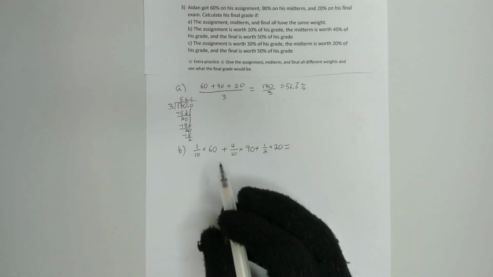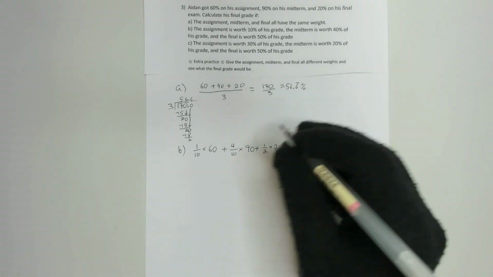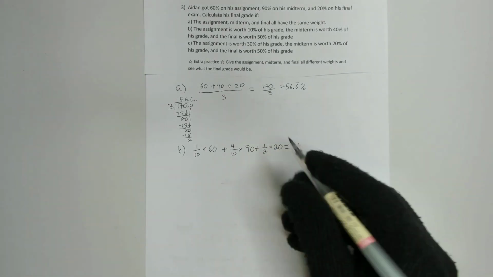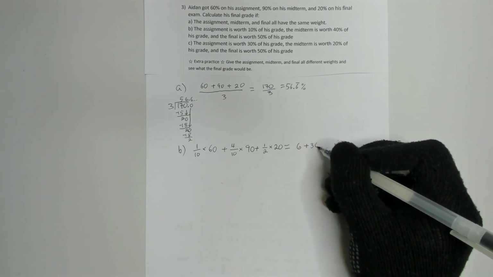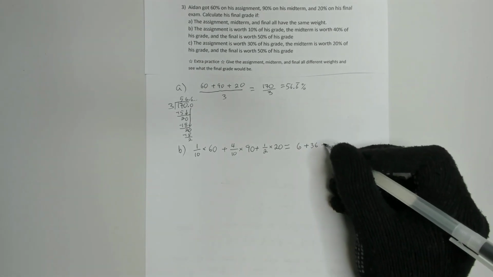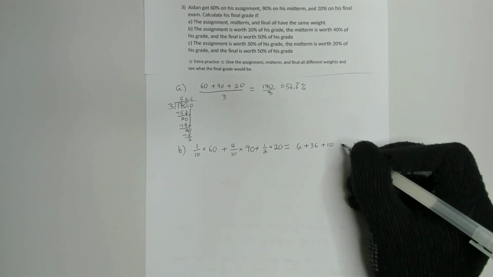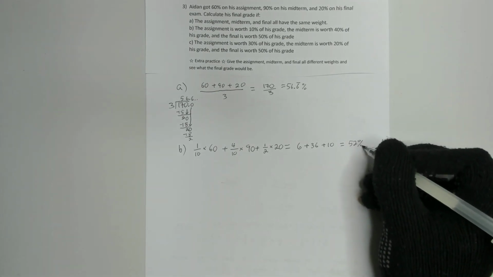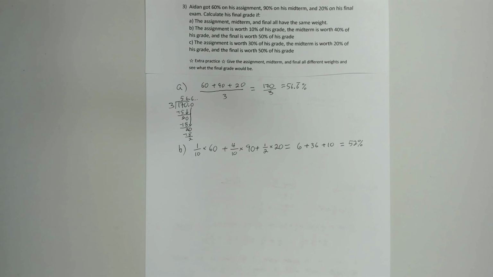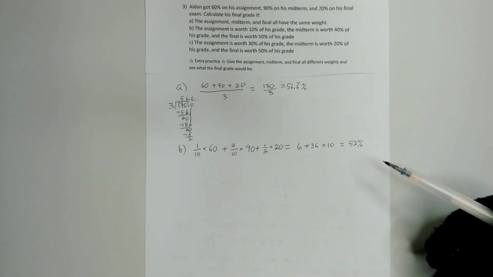So when we multiply all these out, 1 over 10 times 60, that ends up being 6. 4 over 10 times 90, you can work that out, and that'll be 36. And then a half of 20 is 10. So when we add all these up, we end up getting 52%. So notice that if things are weighted this way, he ends up getting a lower grade.